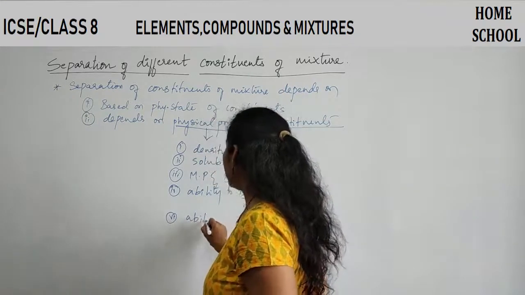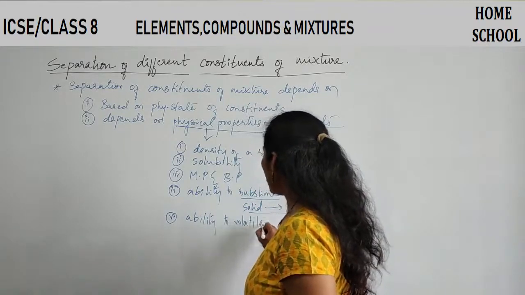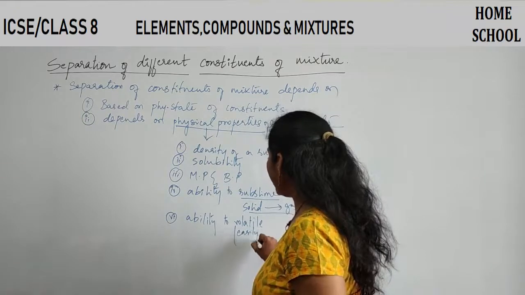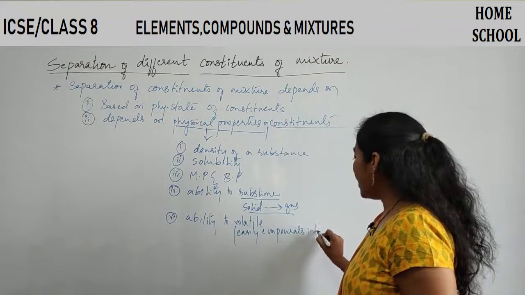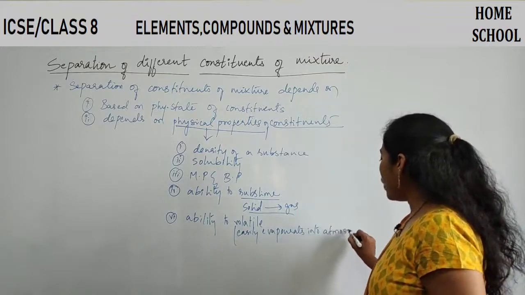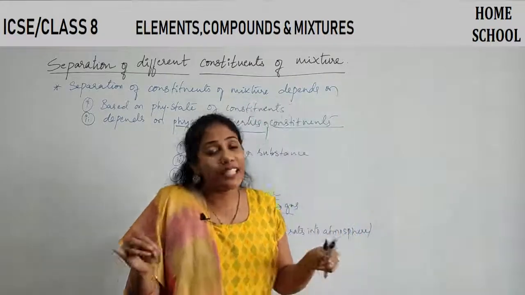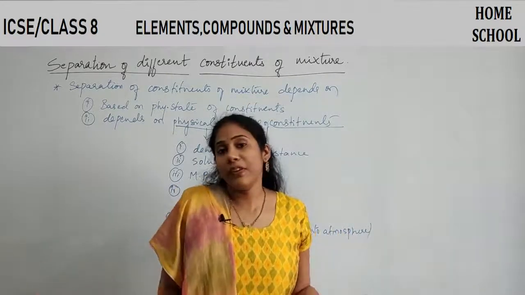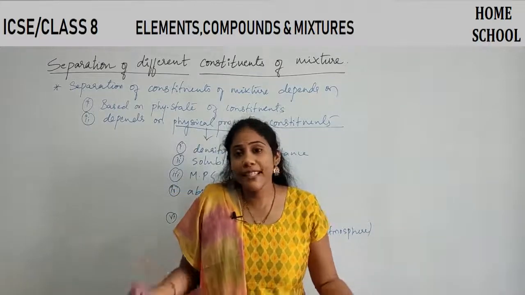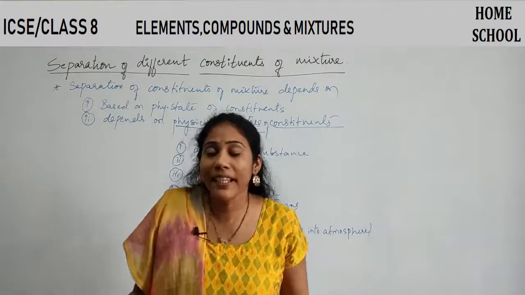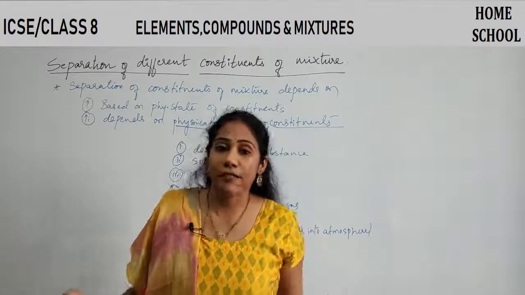Fine. And the next one is volatility. What do you mean by volatile? Volatile means it easily evaporates into the atmosphere. Say if one component easily evaporates into the atmosphere, and the other component is less volatile, that means it does not easily evaporate into the atmosphere. Based on this variation of components in the property, you can decide a suitable method to separate the components of a mixture.